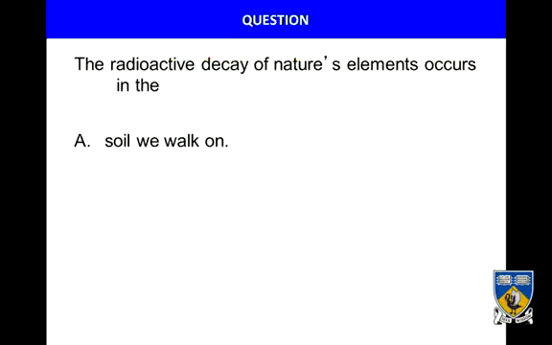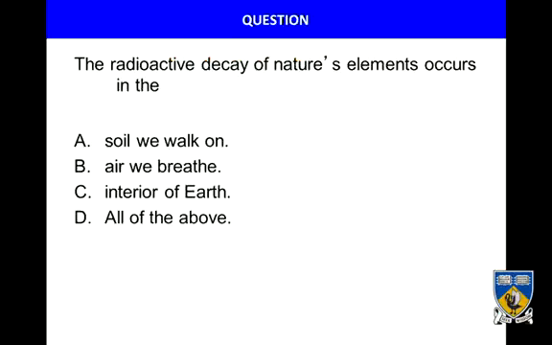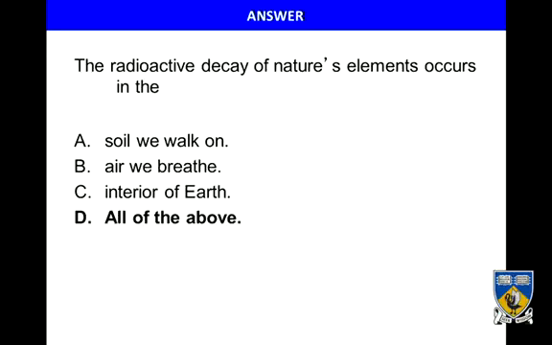So let's find out what we've got. The answer I've just given you, radioactive decay of nature's elements, it occurs in soil, air, interior, all of the above, indeed.